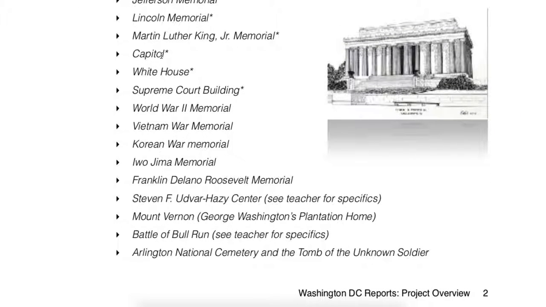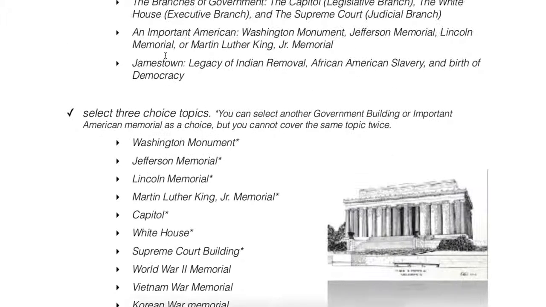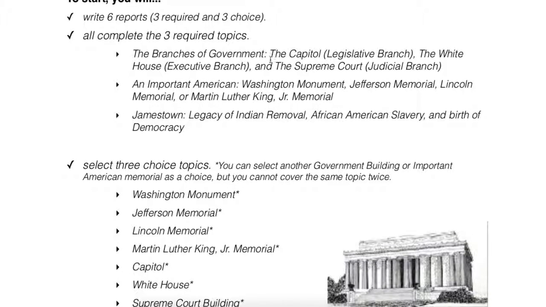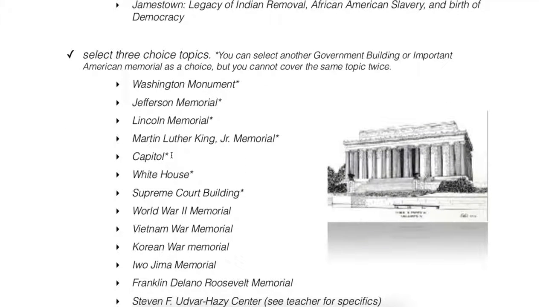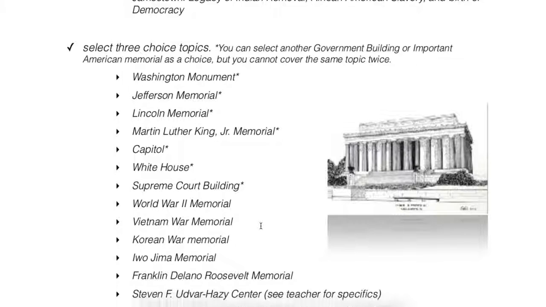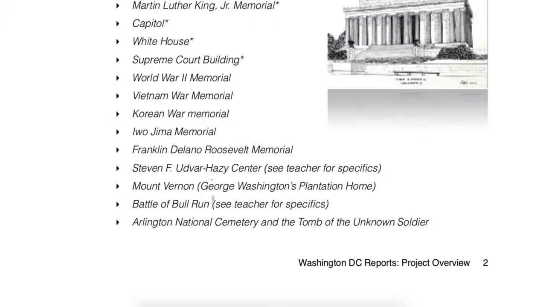Some of these have an asterisk because you're actually going to save yourself time by doing it. If I choose the Capitol, well, that's the legislative branch. I've already written a paragraph for this required report on the legislative branch, so really I just have to write 2 body paragraphs if I chose the Capitol. So that's why the asterisk is next to them. Otherwise, the rest of these are all new.